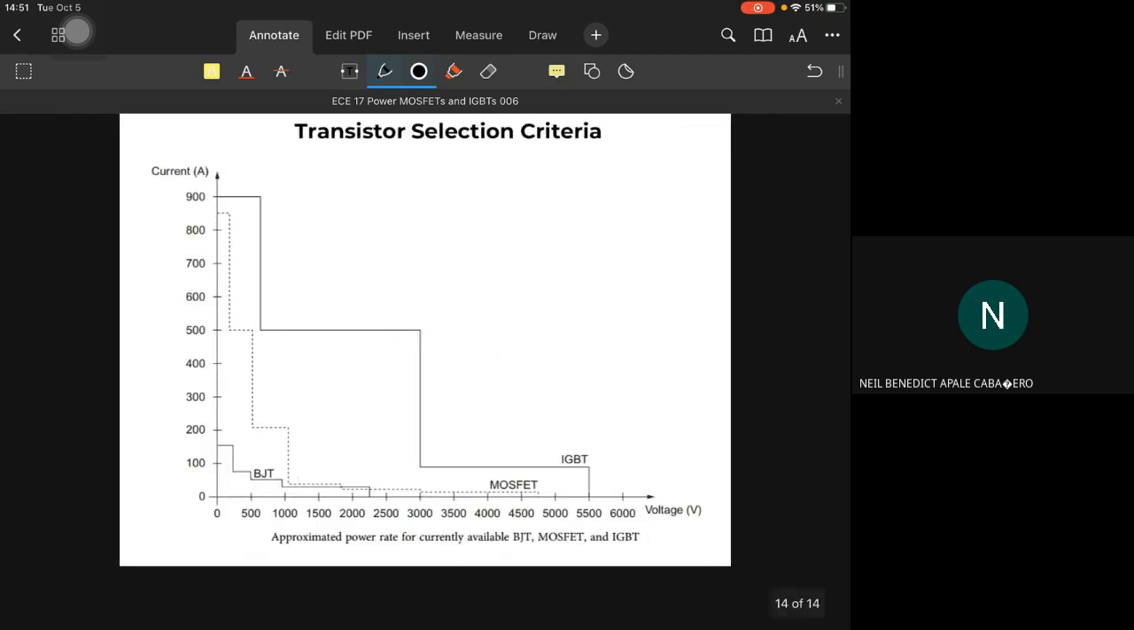So lastly, before we end, when will we use each device? When will we use a BJT? When will we use FET or MOSFET? Or when will we use an IGBT? Based on before we go further, what can you observe? Kinsay mas versatile gamiton? Could you understand the graph just by looking at it? Kinsay mas versatile gamiton?